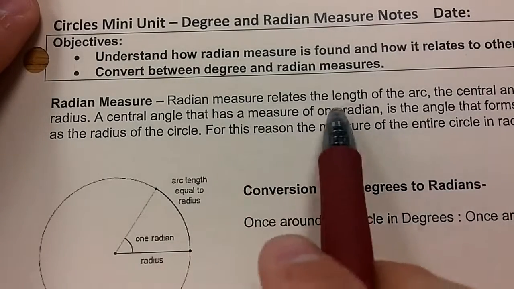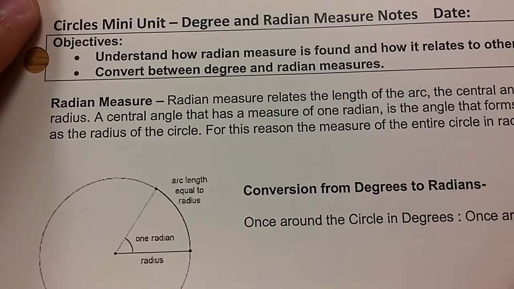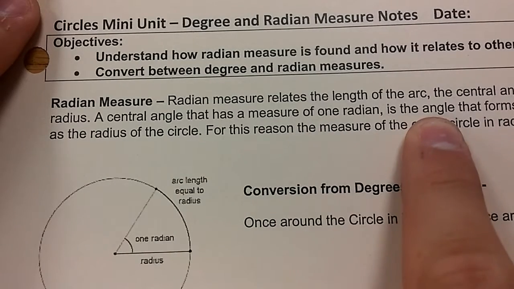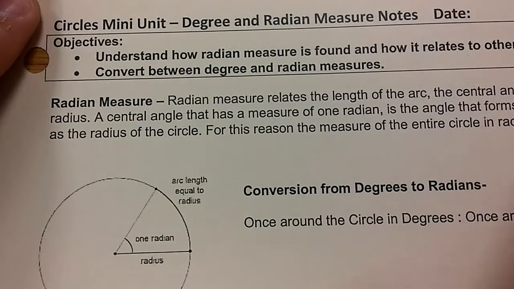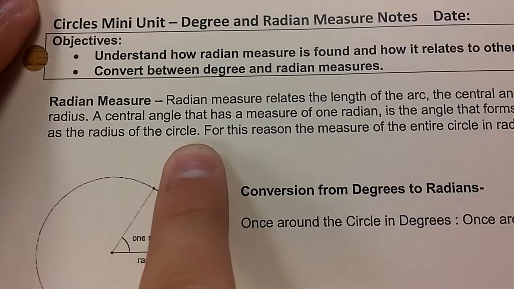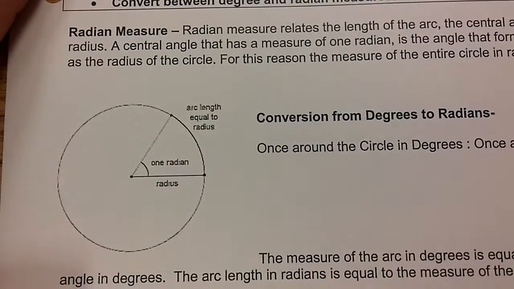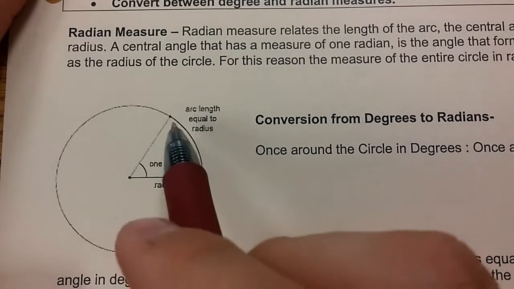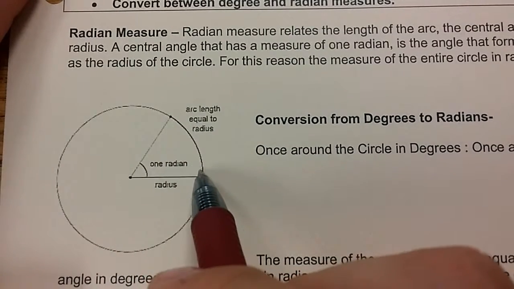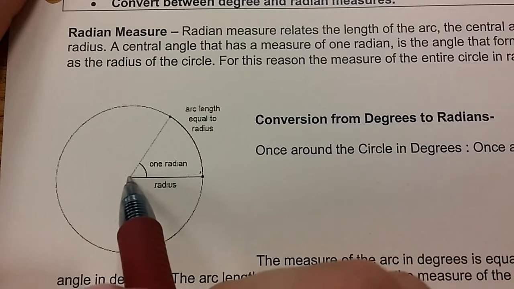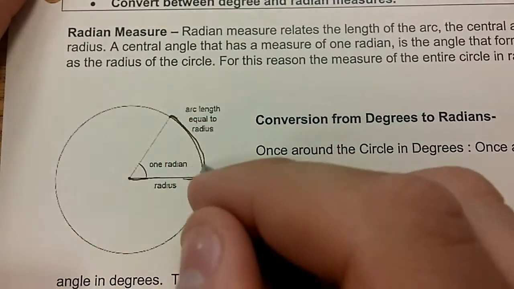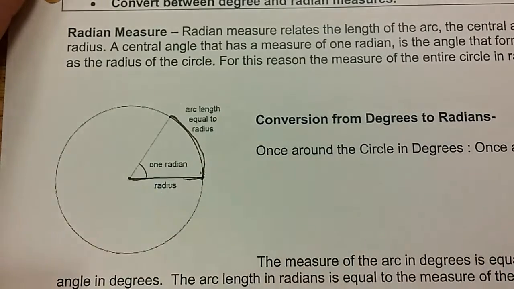Radian measure relates to the length of the arc, the central angle, and the length of the radius. A central angle that has a measure of 1 radian is the angle that forms an arc with the same measure as the radius of the circle. So if we look at this diagram, a single radian will be the angle at which the arc will be equal to the same length as the radius. So this length here and this length here are the same when it's 1 radian.